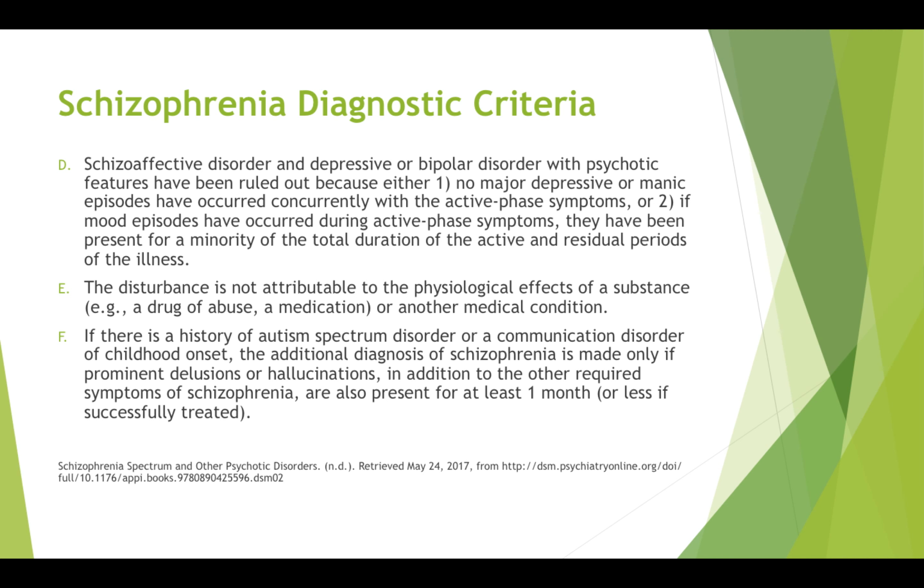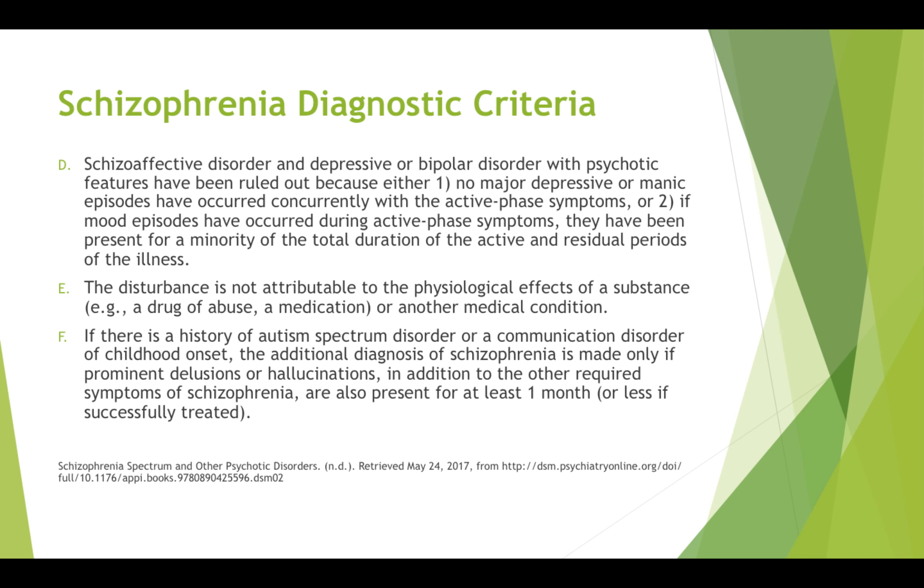D is schizoaffective disorder and depressive or bipolar disorder with psychotic features having been ruled out because either, number 1, there were no major depressive or manic episodes occurring concurrently with the active phase symptoms, or 2, if mood episodes have occurred during the active phase symptoms, they've been present for a minority of the total duration of the active and residual periods of the illness.